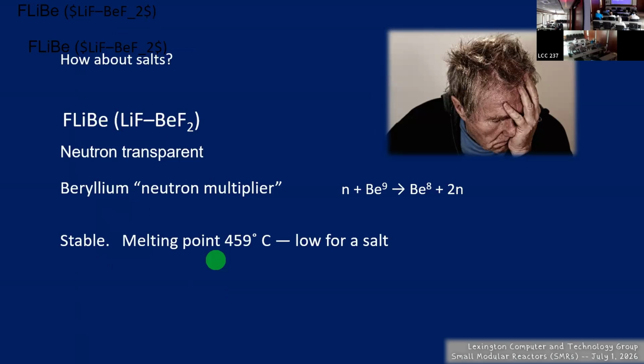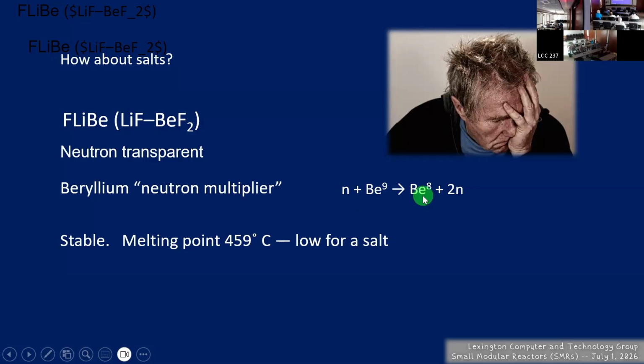Well, fluorine, lithium, and beryllium. So it's lithium fluoride and beryllium fluoride. It's neutron transparent. But beryllium is good because it acts as a neutron multiplier. If you get neutrons, they're flying all around anyway. If one hits beryllium, native beryllium, it hits the nucleus, and the beryllium then divides.